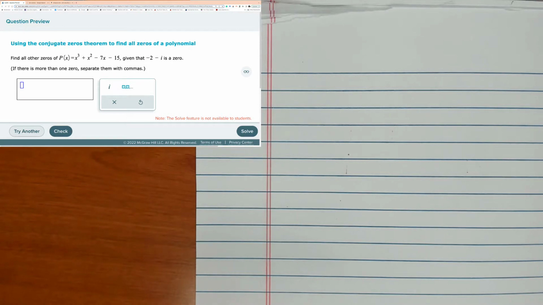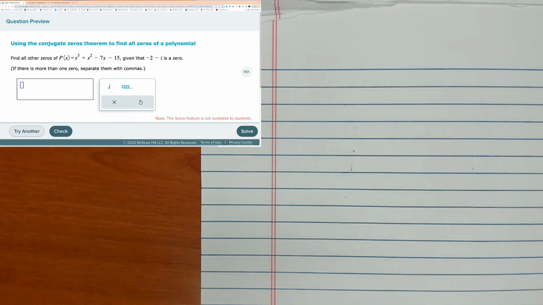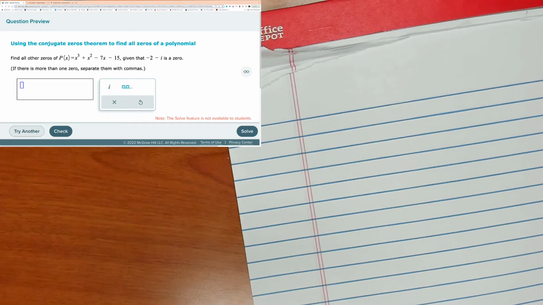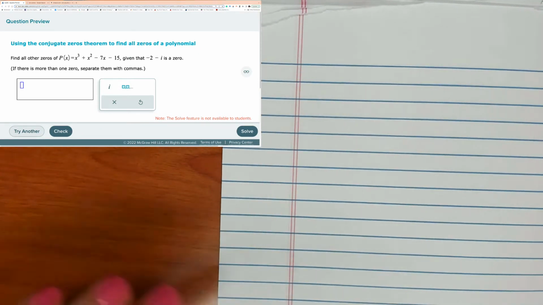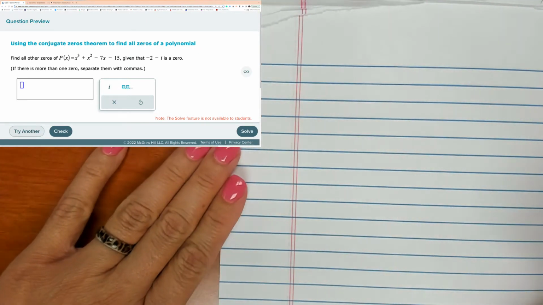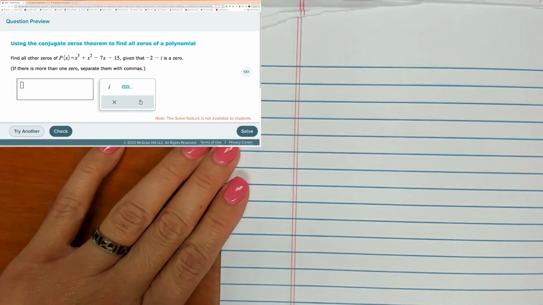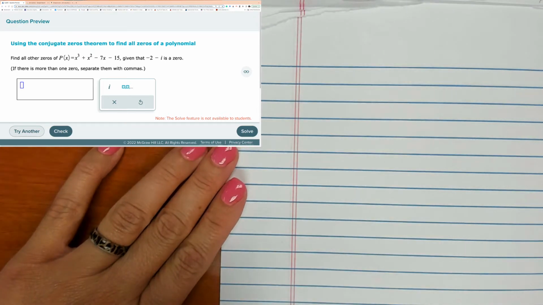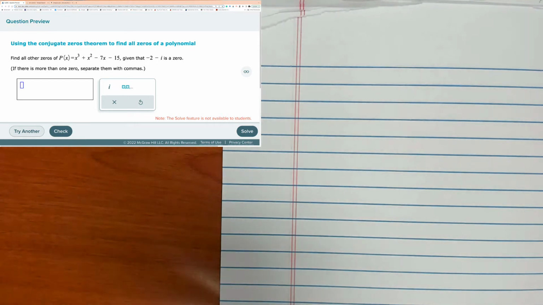So the topic is using the conjugate zeros theorem to find all zeros of a polynomial. And they've given us a P of x. So give me a second here and let me get a clean sheet of paper. This looks clean to you guys, but I do have some notes at the bottom here. So they've given me a P of x, and you can see that there in the problem that I've provided. And they're saying that given that negative 2 minus i is a zero, find the other zeros.